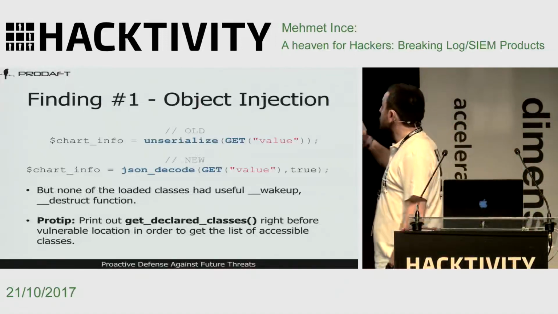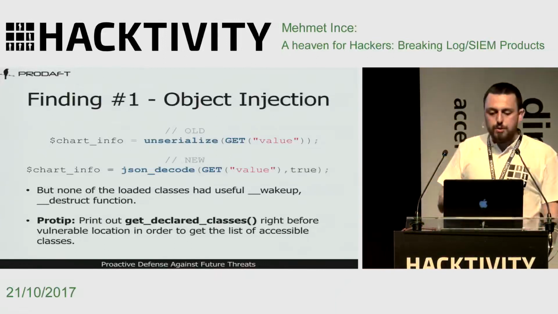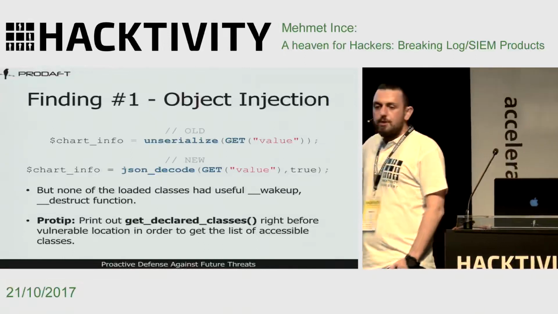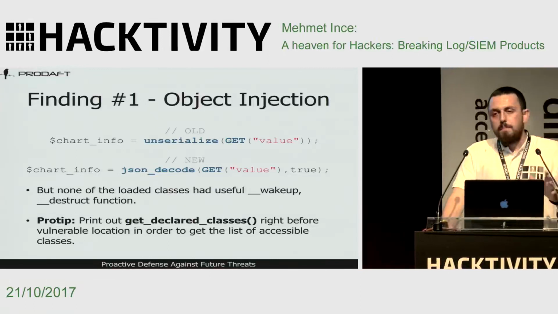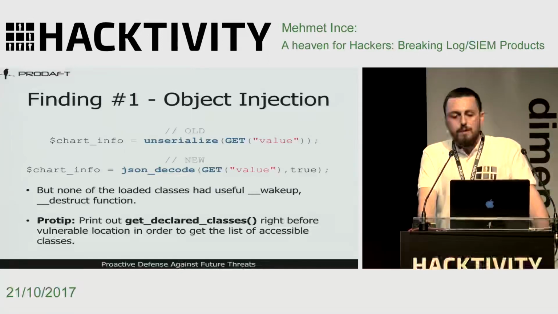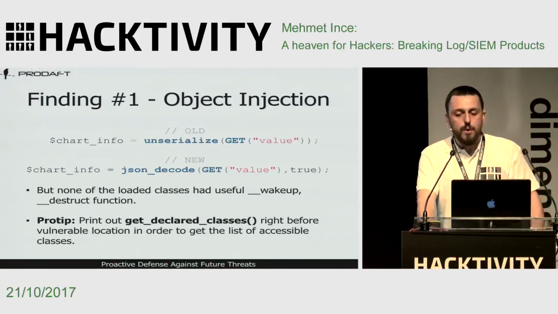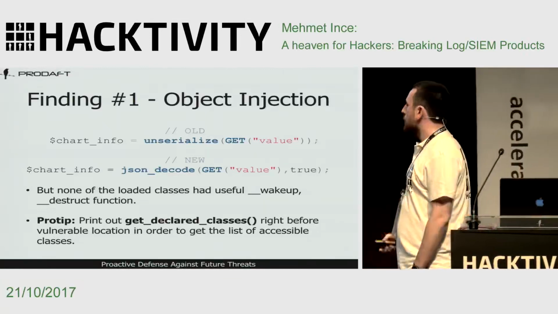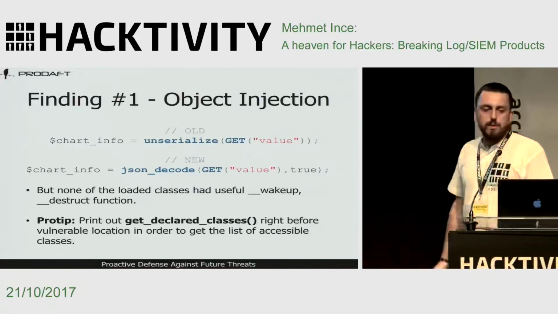The older version was using the unserialize function, and the newer version was using json_decode. This is an obvious PHP object injection vulnerability. But as you know, PHP object injection vulnerabilities depend on classes that have a wakeup or destruct function, and we haven't seen any of those kinds of classes. So we just took note of this vulnerability and kept reading the source code.